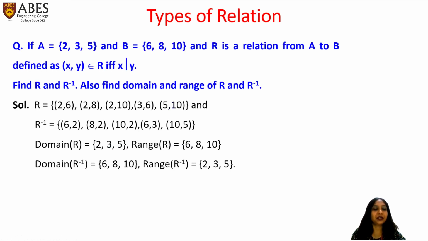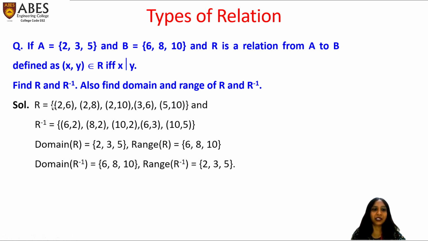Now, the types of relation continue with other examples. Suppose we have a set A having elements 2, 3 and 5 and set B having elements 6, 8 and 10. Then R is a relation from A to B such that (X, Y) belongs to R if and only if X divides Y. This is how we are defining the relation in this numerical, that is, if X divides Y. That means we'll consider only the elements in which X divides Y. Then we have to find R and R inverse, and we have to find the domain and range.